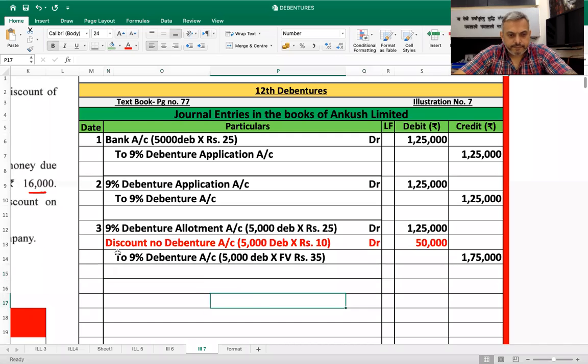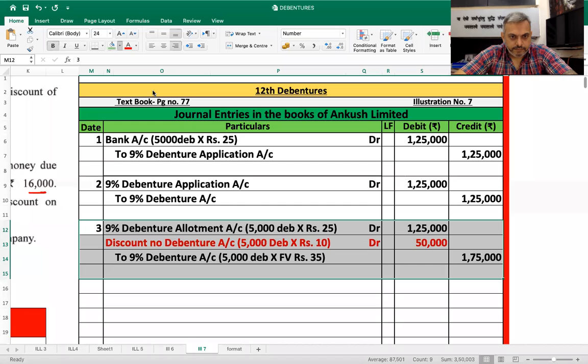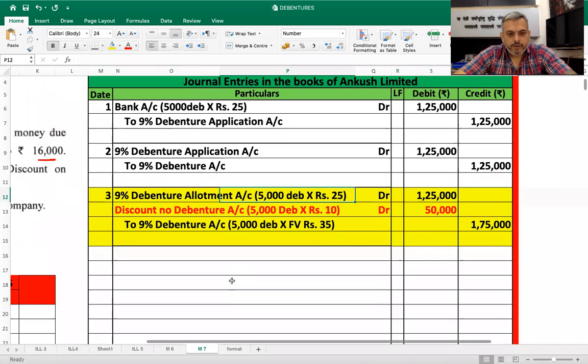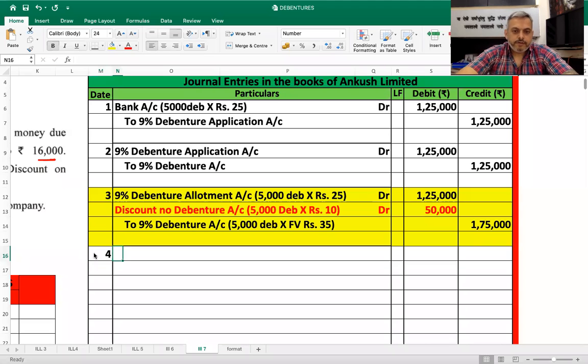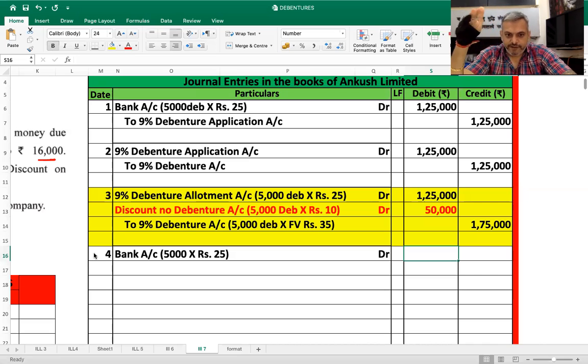Close it. This is important. Be careful over here. Okay. Fourth, we receive the amount. So bank account 5,000 into rupees 25. As you know, 35 was the face value and 10 was the discount. So we received only rupees 25. And that is why this 50,000 is our loss.